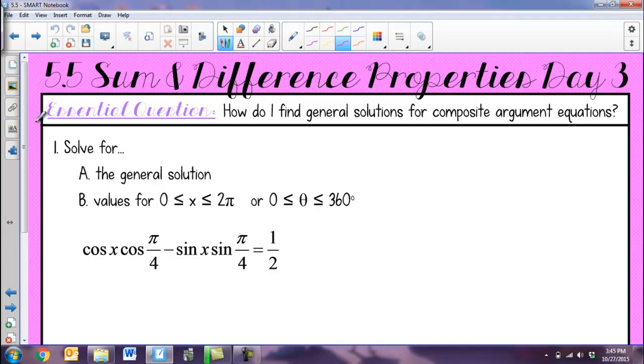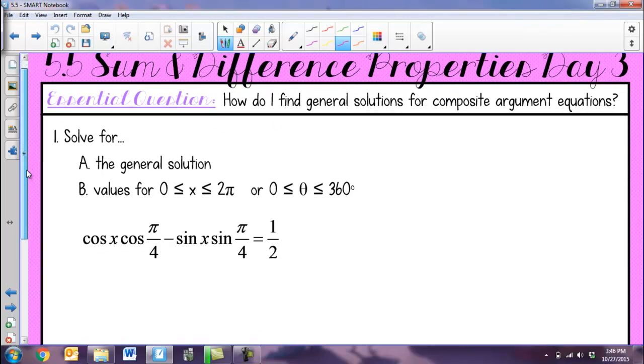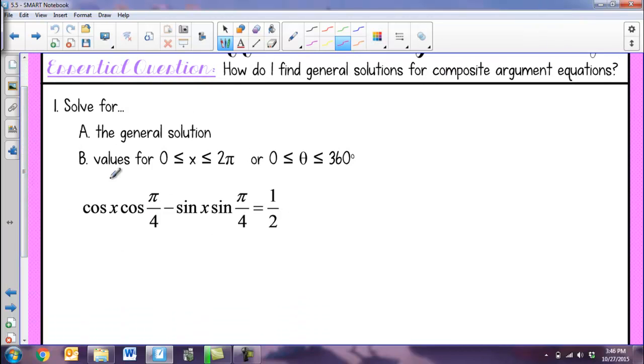So what we're looking for here, we're looking for the general solution, and then we're also going to be trying to find values on the interval, all the values. So it's kind of like when they asked us for the first 3 positive solutions. Okay, and so if I look at this equation, cosine x cosine pi over 4 minus sine x times sine of pi over 4 equals 1/2.